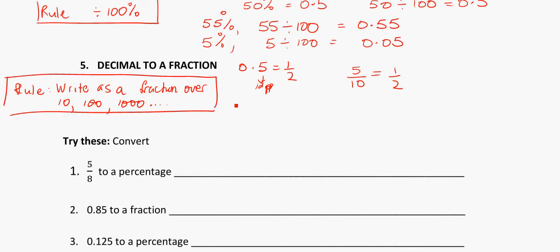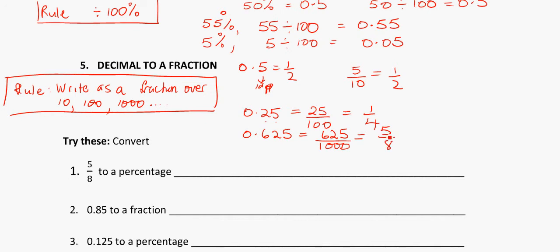So let's try a 2 dp one. What about 0.25? Change that to a fraction. 2 decimal places, so it's 25 over 100, and we know that's a quarter. And let's do one with 3 dp. 0.625 is 625 over 1000, and that will simplify to 5/8. Right, so let's try some of these. And don't forget to simplify it. You can key that fraction into your calculator and it will do it for you. And just press equal sign.